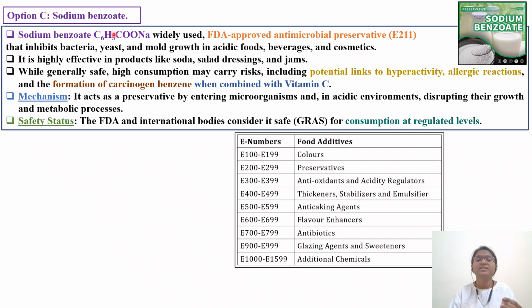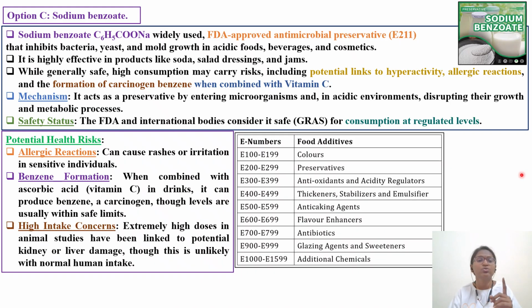What is the mechanism by which sodium benzoate acts as a preservative? It will enter into the microorganisms, your bacteria and yeast, in an acidic environment, disrupting their growth and metabolic processes. It will stop the bacteria from multiplying, thereby acting as a preservative. Coming to safety status, the FDA and other international bodies have given GRAS status, very important, generally regarded as safe. So what are the potential health risks associated with sodium benzoate? Allergic reaction, only in a few sensitive individuals. Rashes, which are an irreversible type of thing.